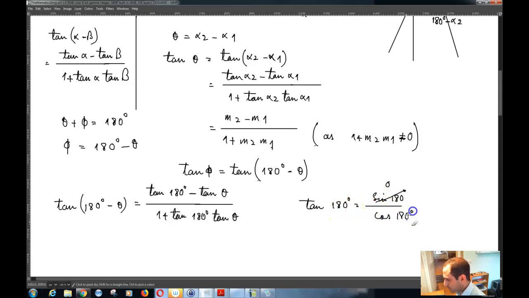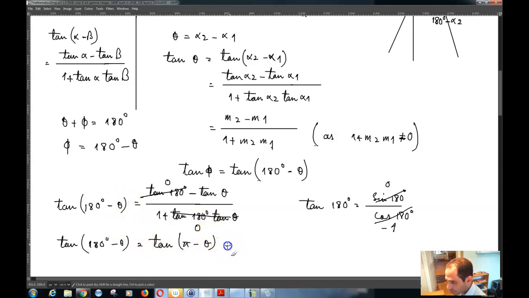and cos 180 degrees is equal to negative 1. So this becomes 0. So then tan of 180 is equal to 0 here, and this whole thing becomes 0. So you have negative tan theta. So then you can say that tan of 180 degrees minus theta, or you can write it as tan of pi minus theta, tan of pi minus theta is equal to negative tan theta.